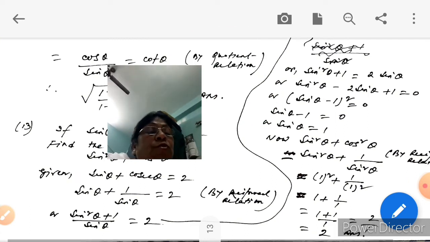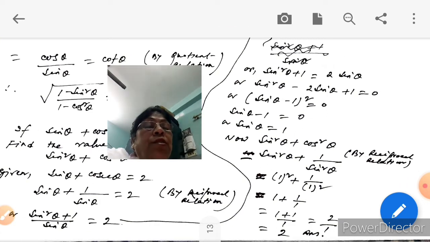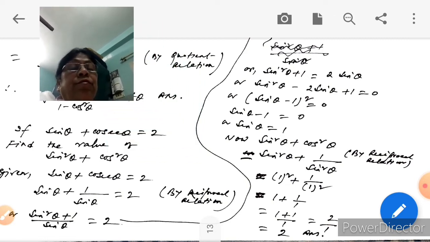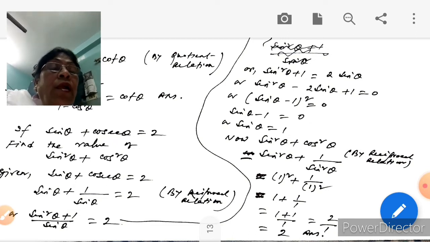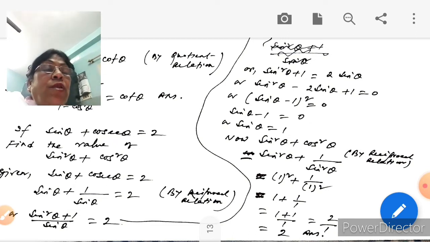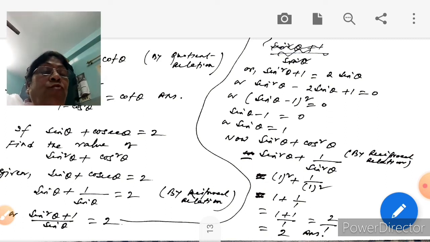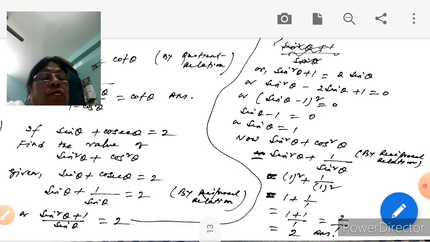So, in this way we simplify sin square theta plus 1 is equal to 2 sin theta. In this way we solve it, we found out sin square theta minus 1 whole square is equal to 0, then sin theta minus 1 is equal to 0. So, therefore, sin theta is equal to 1.